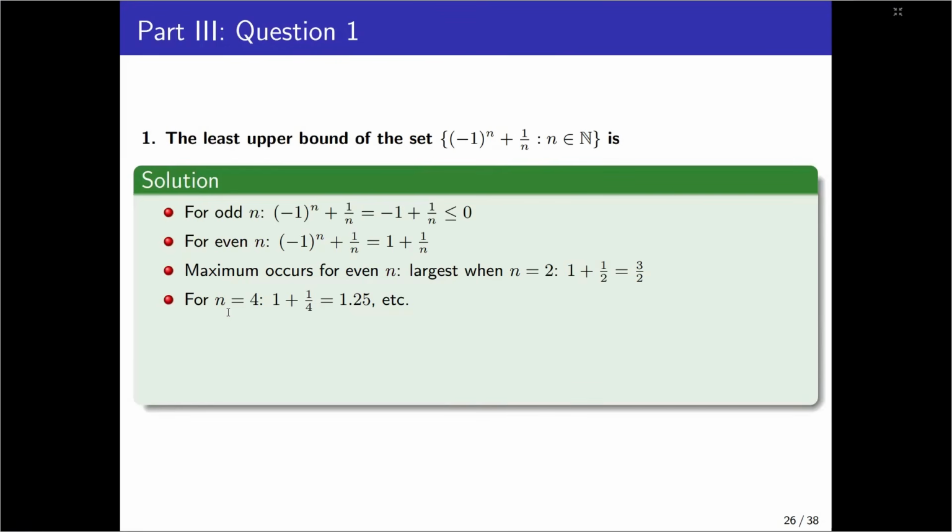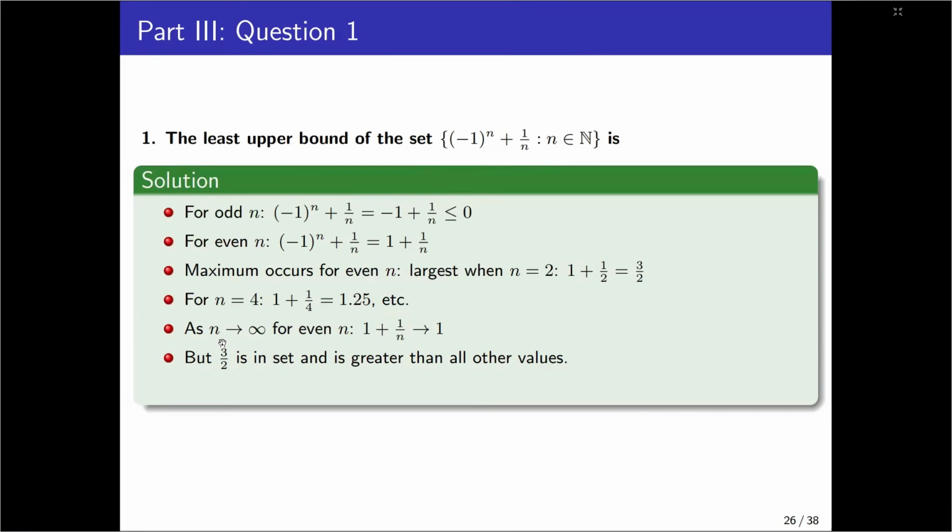Therefore, n equal to 4 gives 1 + 1/4, which is 1.25. That value is strictly less than 3/2. Whenever n tends to infinity for even natural numbers, 1 + 1/n will tend to 1, that is, 1/n tends to 0, and 0 + 1 will be 1.